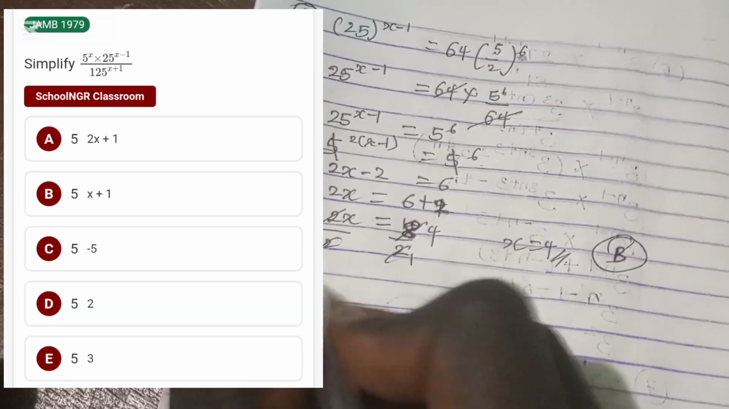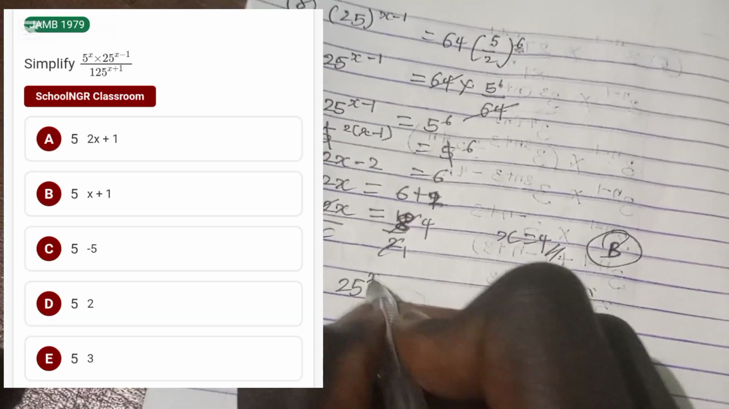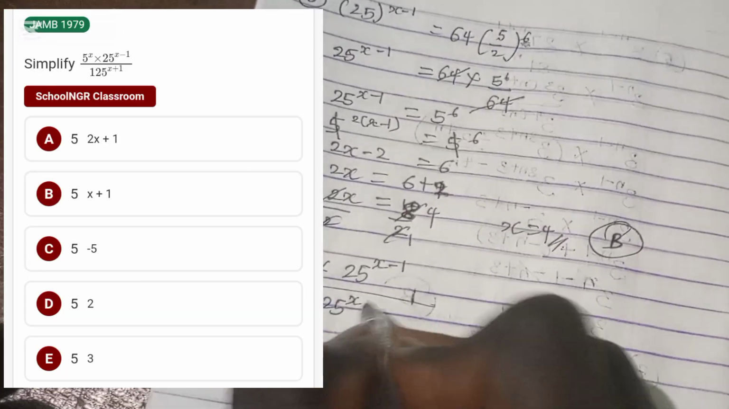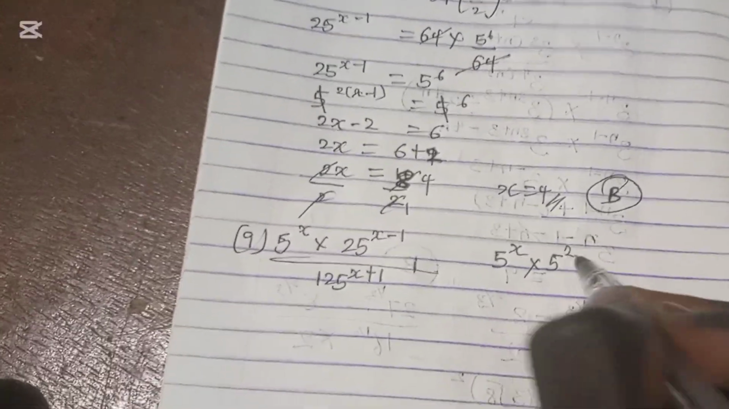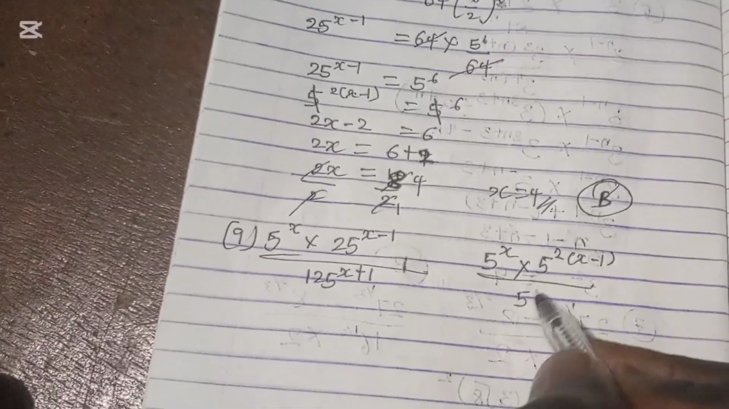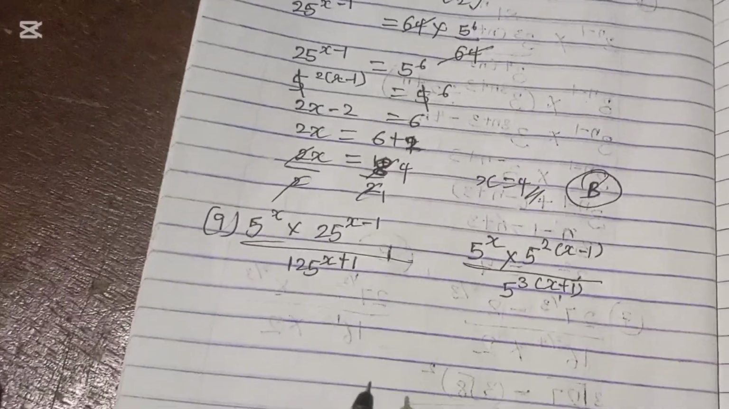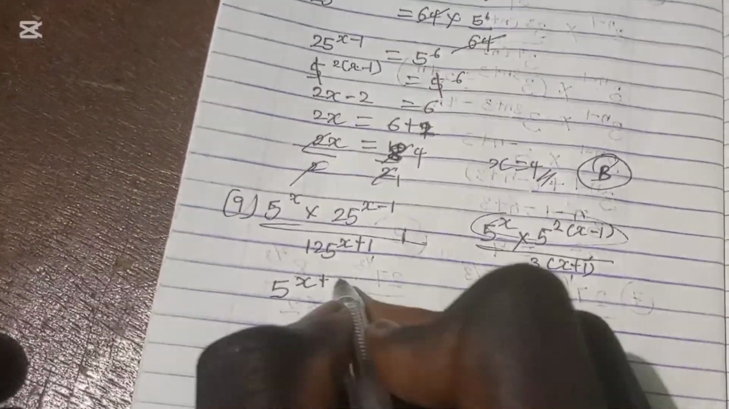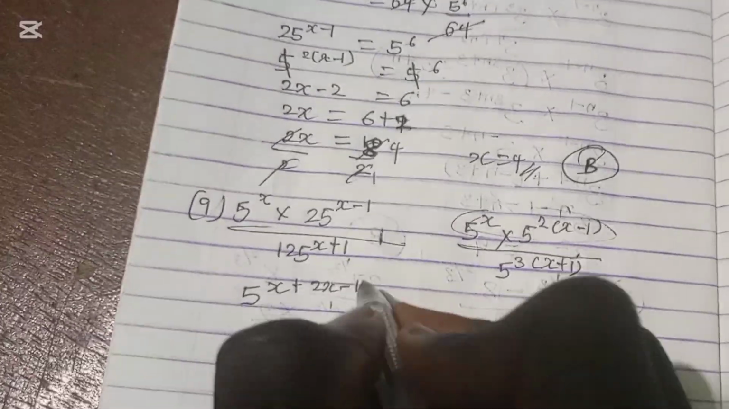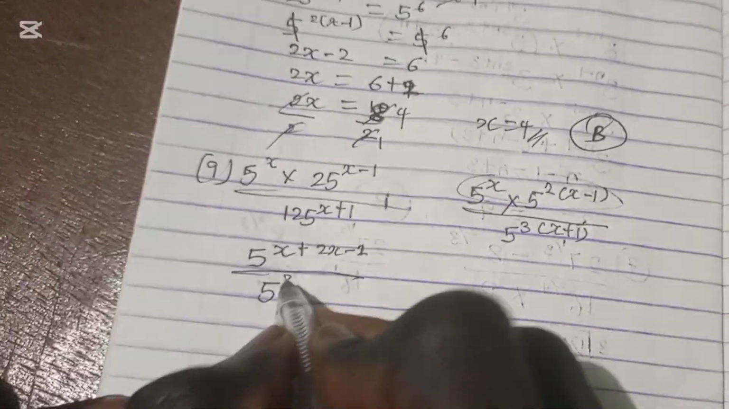Number 9 says 5 raised to the power x times 25 raised to the power x minus 1 over 125 raised to the power x plus 1. So you can solve this to be 5 raised to the power x times 5 raised to the power 2(x minus 1) over 5 raised to the power 3(x plus 1). So if you solve this using the addition rule over here, that will give you 5 raised to the power x plus 2x minus 2. Then I have 5 raised to the power 3x plus 3.